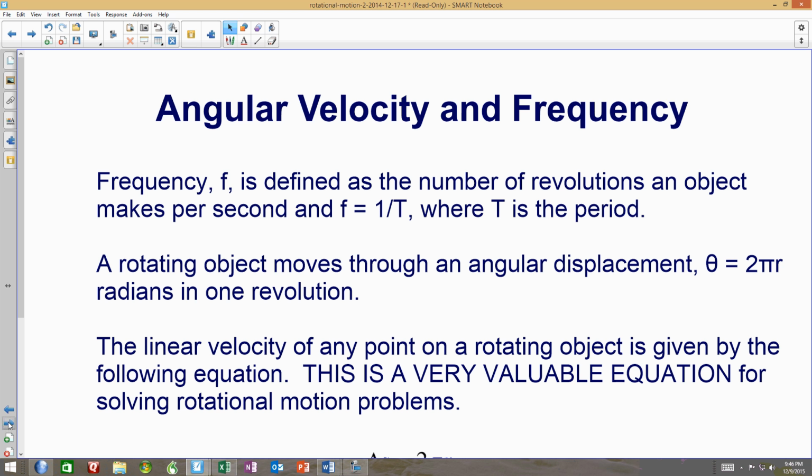Okay, in the next video, I'm going to talk about angular velocity and frequency.